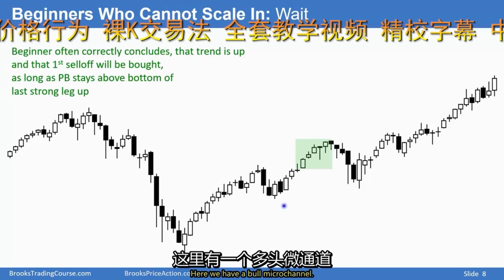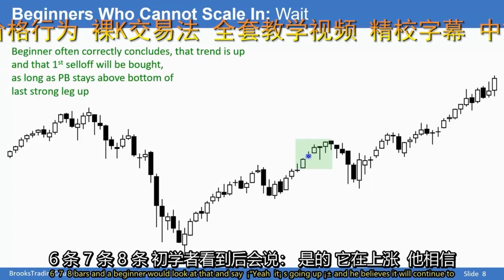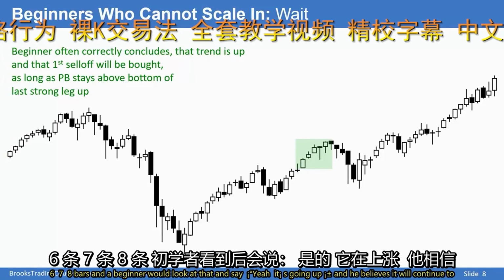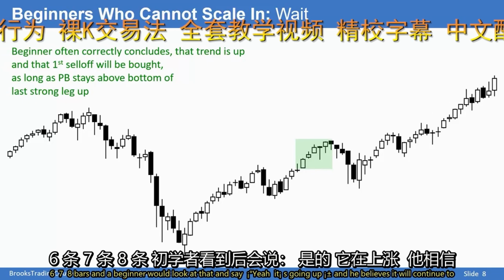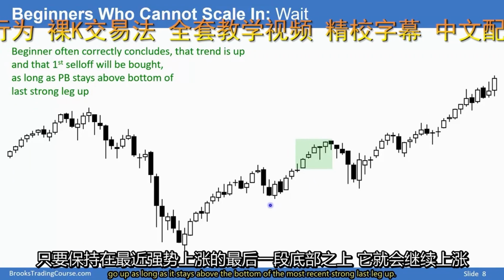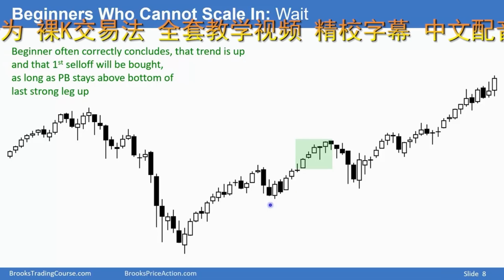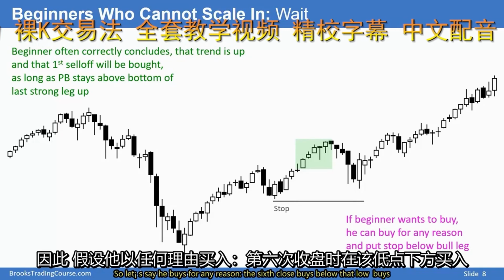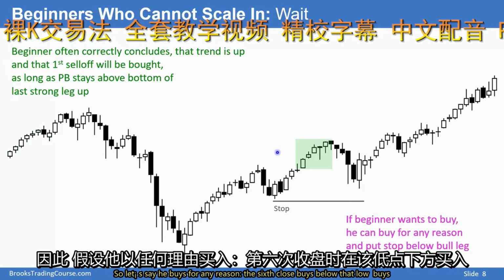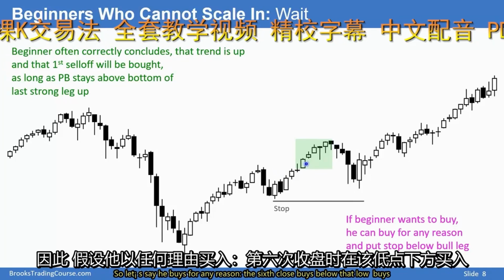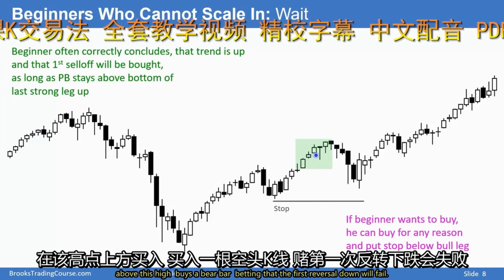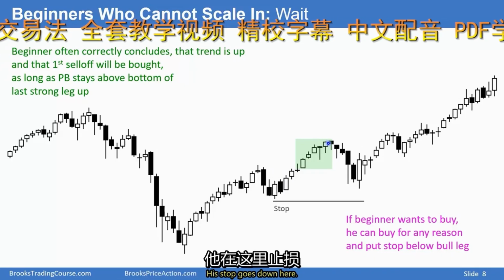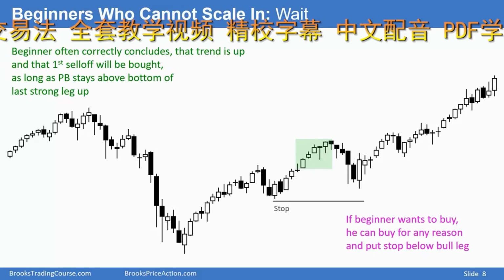This is a common situation. Here we have a bull microchannel, 6, 7, 8 bars, and a beginner will look at that and say, yeah, it's going up. And he believes it'll continue to go up as long as it stays above the bottom of the most recent strong last leg up. So let's say he buys for any reason. The 6th close, buys below that low, buys above this high, buys a bear bar betting that the first reversal down will fail. His stop goes down here.